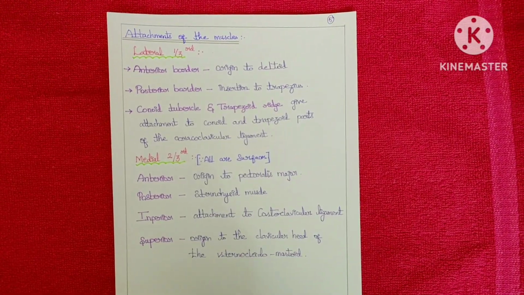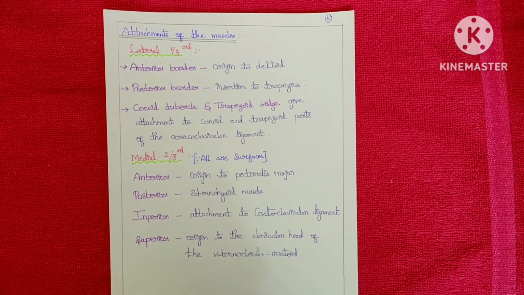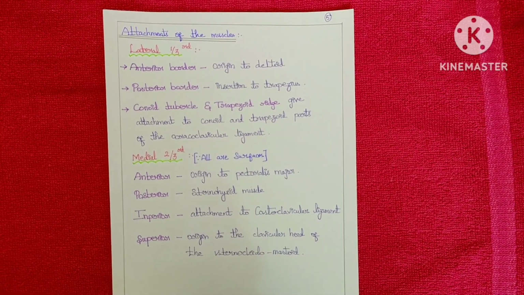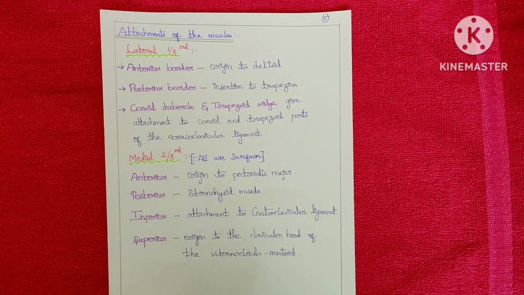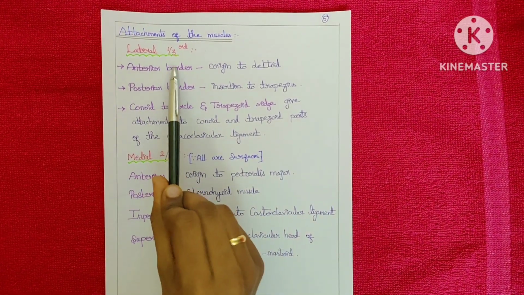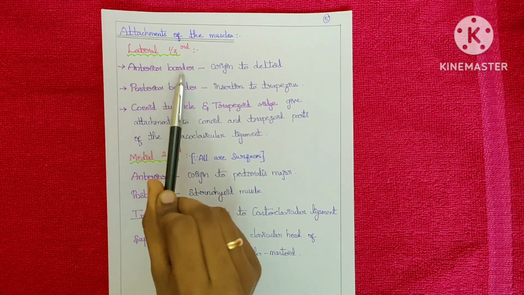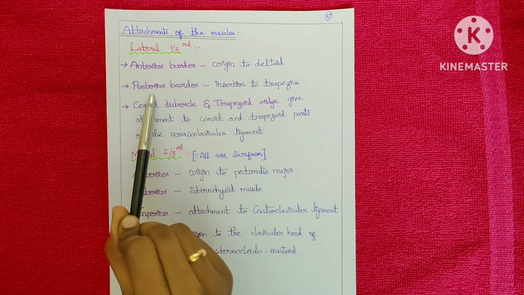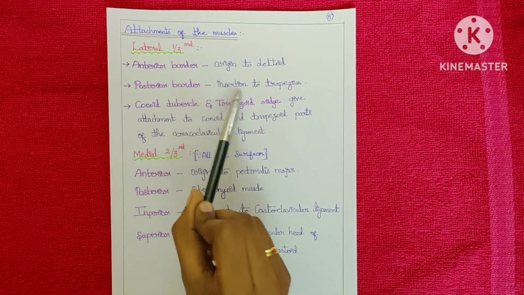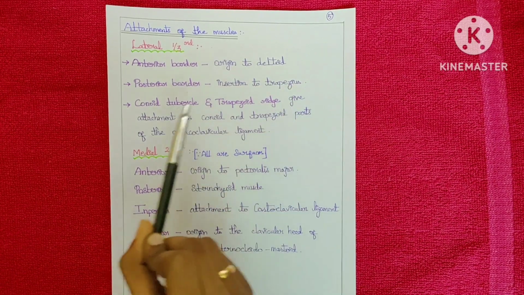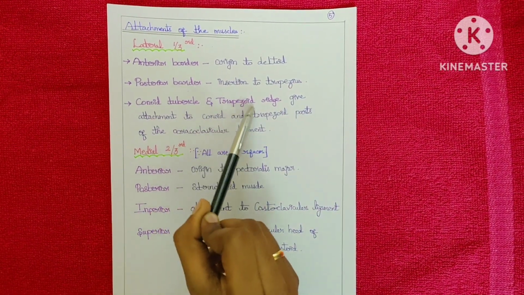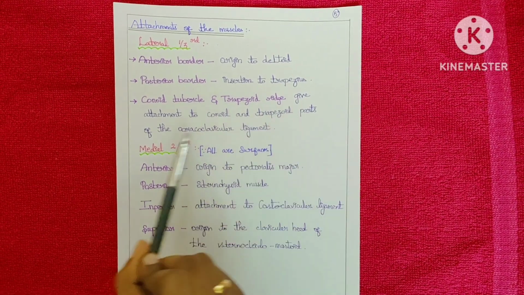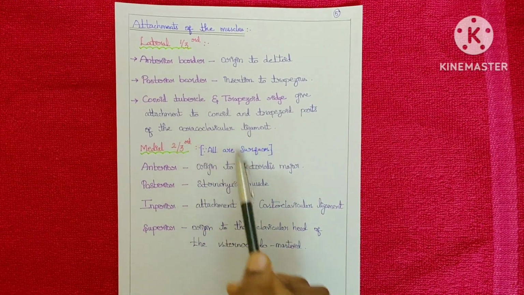இப்போ ஒரு போனுன்னு பார்த்தாலே அதுக்கு வந்து அட்டாச்மெண்ட்ஸ் நிறைய இருக்கும். இப்போ மசில்ஸ் தான் மேஜராக வந்து அட்டாச் ஆகும். So the attachments of the muscles in the bone will split up into lateral and medial parts. So in the lateral one third, we have the anterior border. The anterior border gives origin to the deltoid muscle, whereas the posterior border gives insertion to the trapezius. The conoid tubercle and the trapezoid ridge give attachment to the conoid and the trapezoid parts of the coracoclavicular ligament.